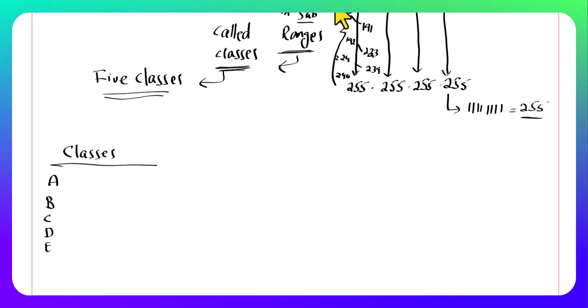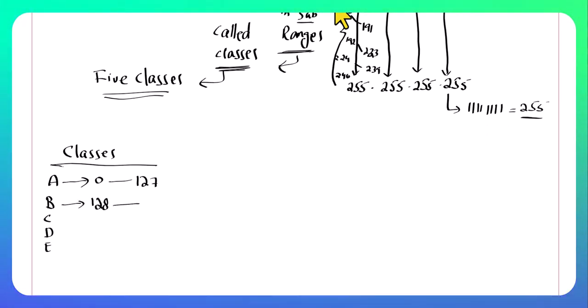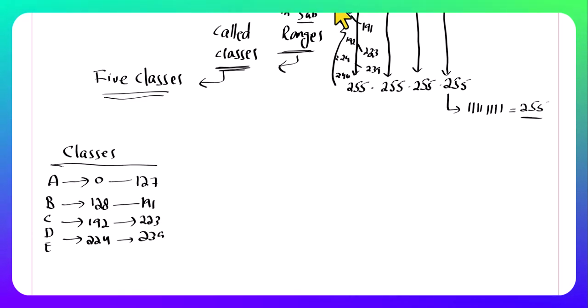Okay, so class A is from 0 to 127, class B from 128 to 191, not 223. Class C 192 to 223. Class D 224 to 239. Class E 240 to 255. Okay, so see, from 0 to 255, this is the total range, and it's divided into these sub ranges which are assigned to each class.